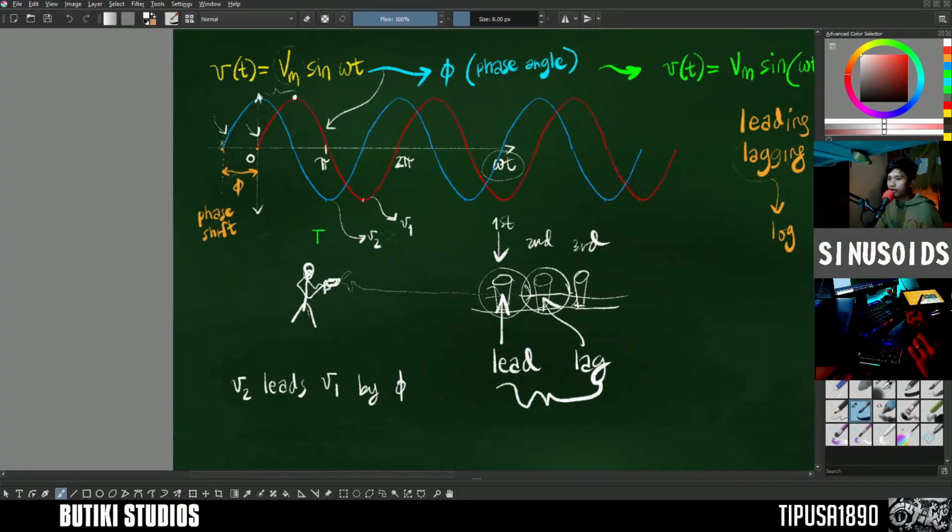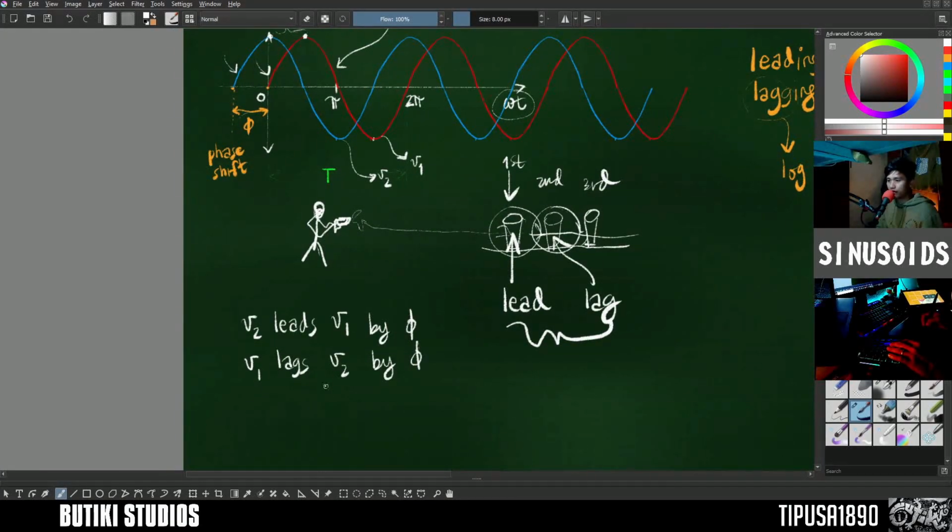Because we are comparing here the red wave and the blue wave. Blue comes first, red comes later, so blue leads red. Or another way of saying this, V1 lags V2 by phi. V1 is behind V2 by phi. Another way of saying this also is, if we don't involve the phi, since there is a gap separating the two, we can say that V1 and V2 are out of phase.